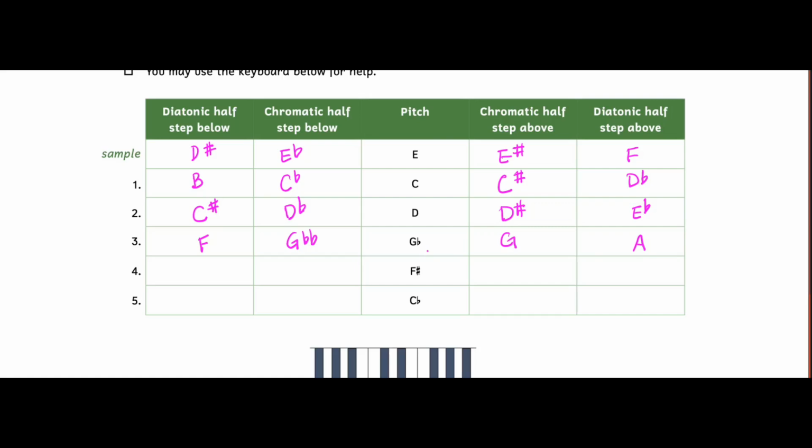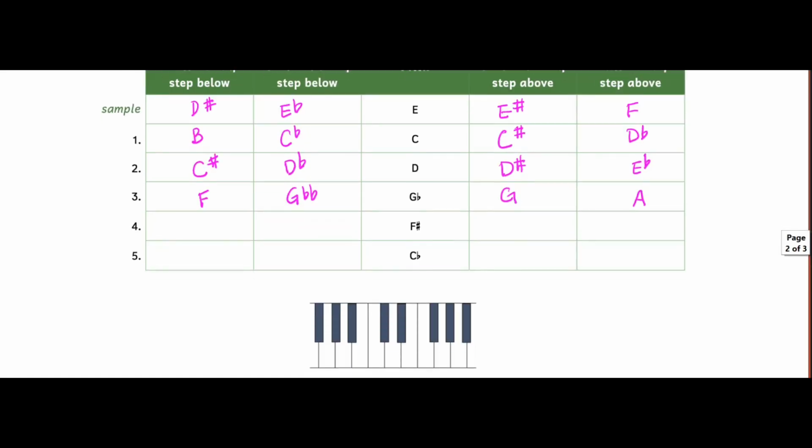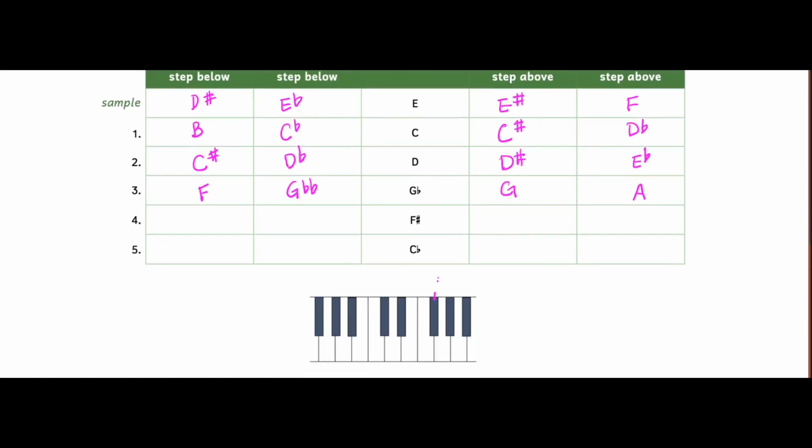This one might be a little tricky, so let's use the keyboard. So here's G flat, and a half step above G flat is here, which looks like G. However, we need to call this A something in order to be diatonic. So if this is A here, and this is A flat here, then this would be A double flat. You see that? Okay.